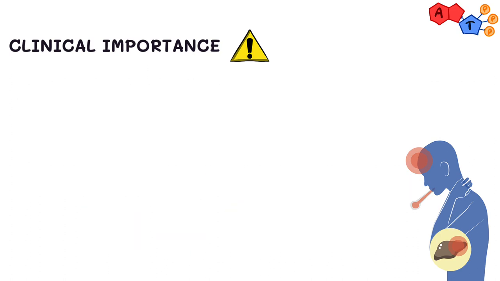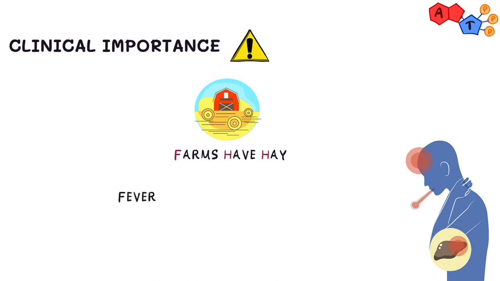You can keep the important symptoms in mind by remembering the phrase, farms have hay, representing fever for the F, headache for the H, and the other H for hepatitis. This again will also remind you about how farm animals are the main source of the infection.